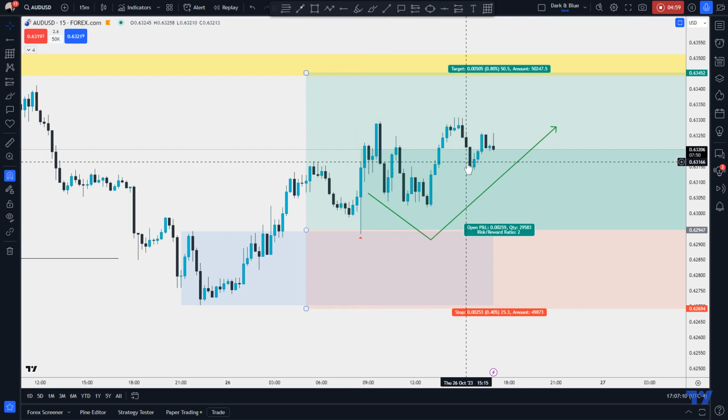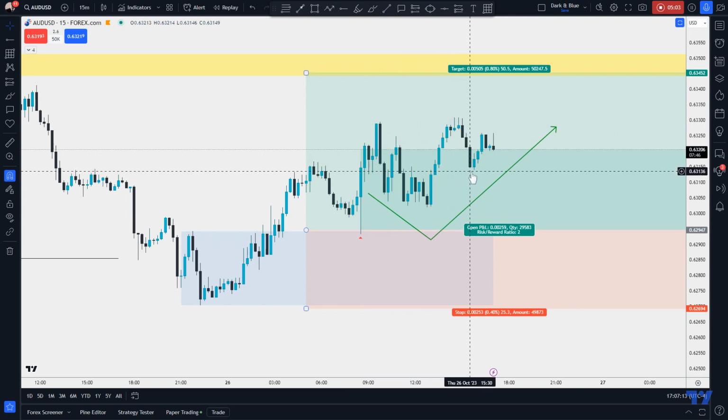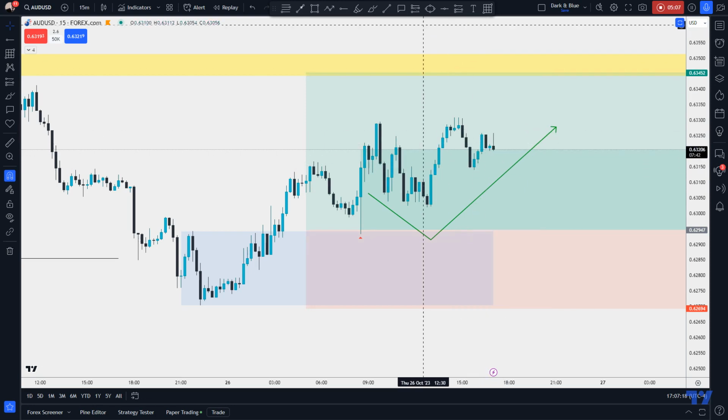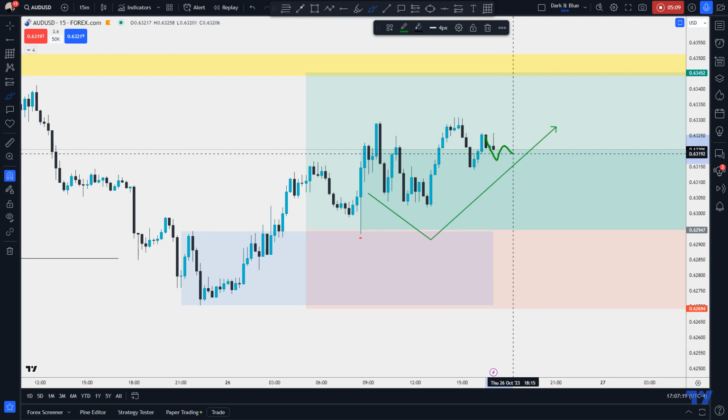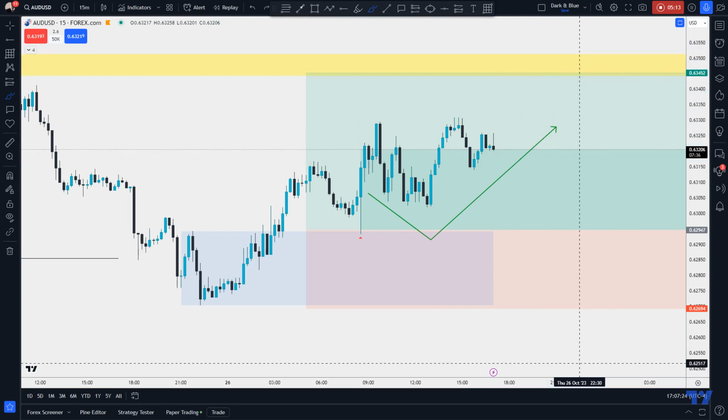So I'm looking for this to retrace again. This is an impulsive move, so we have to get a correction, right? So it comes down, we come back up, and I'm thinking price is going to come up here. Now, what do I have this yellow line here for? I'm glad you asked. You guys are good.